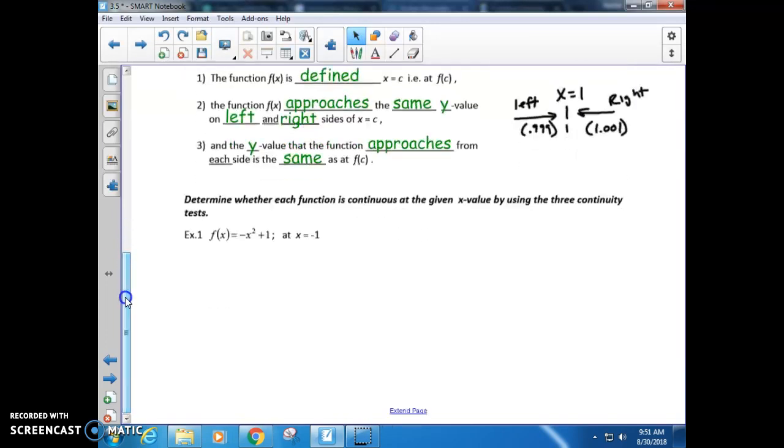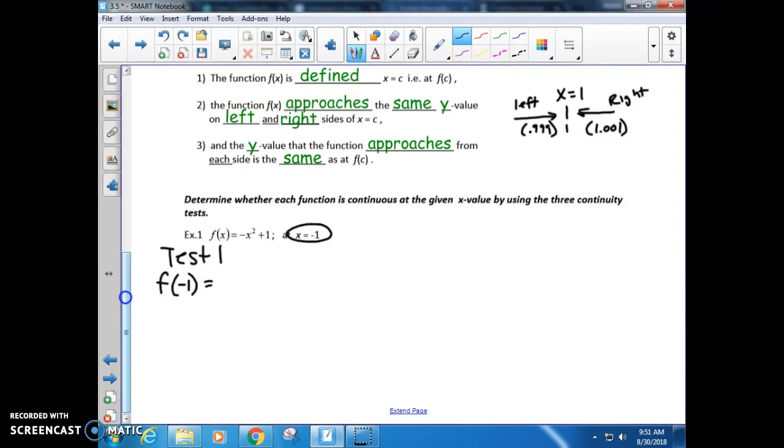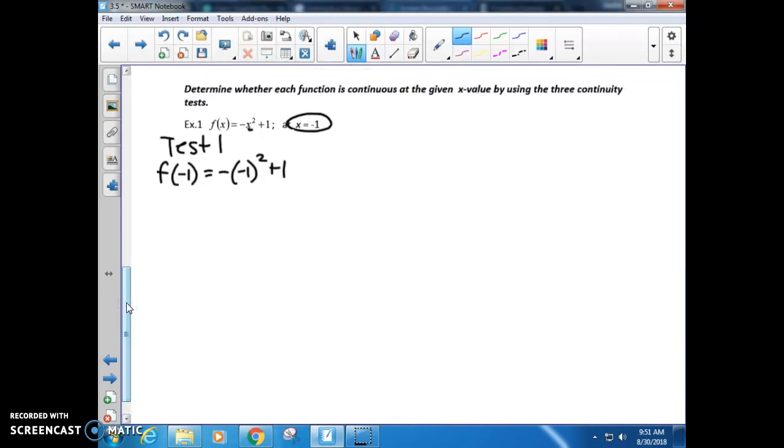Okay. So let's look at this first example. So test 1 is asking me to see if it's continuous at x equals -1. So all I'm going to do is plug in -1 for my function. So I have (-1) squared plus 1. Again, I'm just plugging it into that x. So now when I do this, (-1) squared is just 1, so 1 plus 1 is 2... Okay, it's defined. Test 1 works. Okay. Then I've got to do test 2.